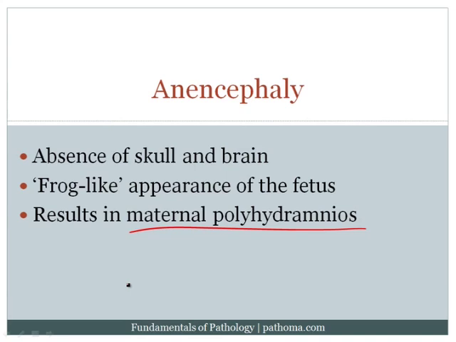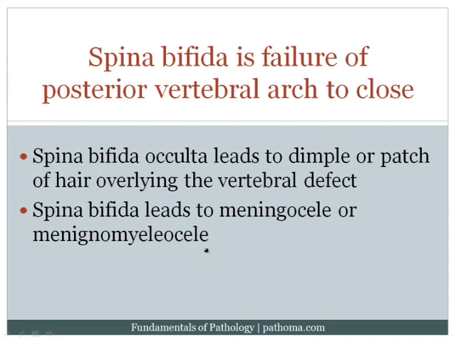Now in anencephaly, because there's an absence of the brain, there's an absence of the CNS-controlled swallowing centers, and so therefore the baby won't be able to swallow. And if the baby can't swallow, that's going to result in increased amniotic fluid or polyhydramnios, and that again is a particularly high-yield association.